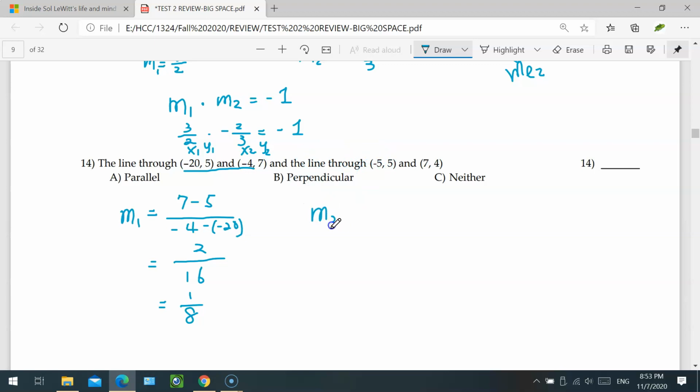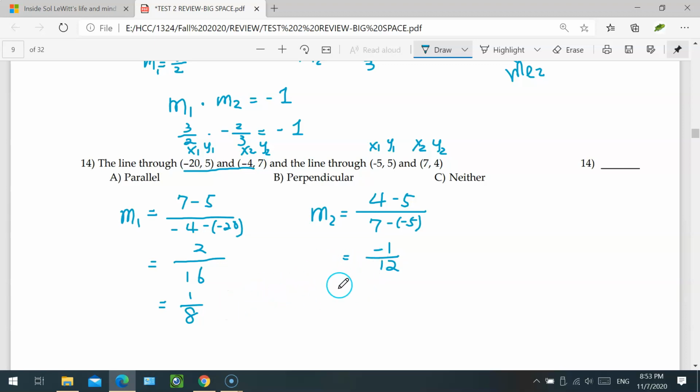Now we find the slope of the second line. So m2, this is x1, y1, x2, y2. When I take y2 minus y1, I get 4 minus 5 over 7 minus negative 5. So we have negative 1 over 12. Now if you look at these two slope numbers, first, they are not the same. So they are not parallel, apparently, right?